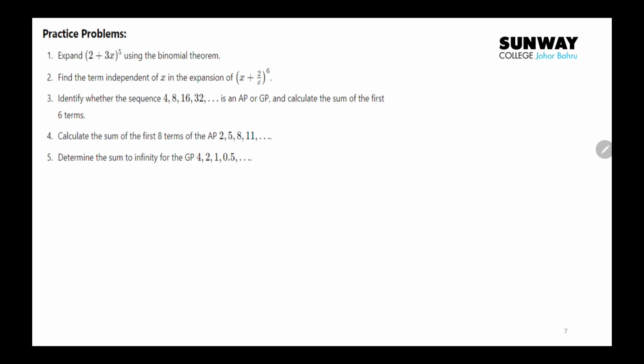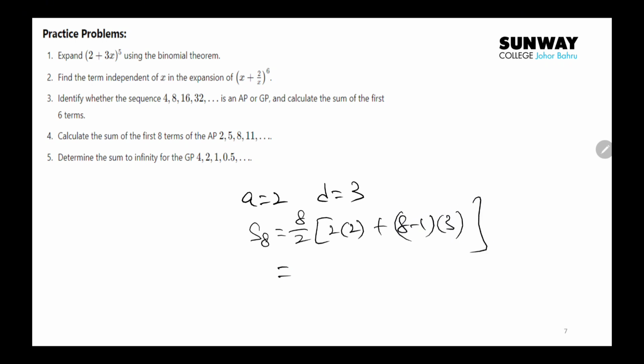Find the sum of the first 8 terms. This is an AP according to the question. So a equals 2, d equals 5 minus 2, which is 3. In this case, we would like to figure out the summation of the first 8 terms, S8. It's equivalent to n over 2, (2a plus (n minus 1) times d). So again, press the calculator carefully, and you will then be able to get the answer.